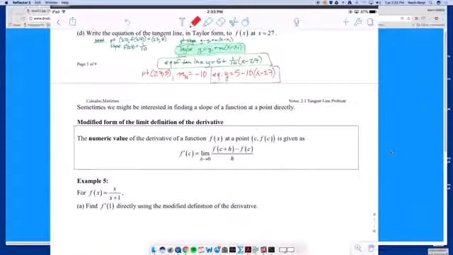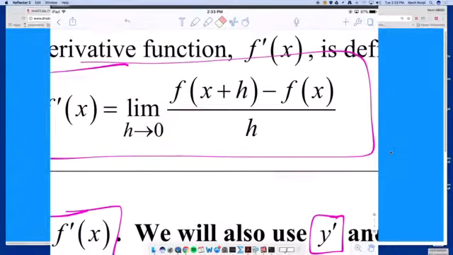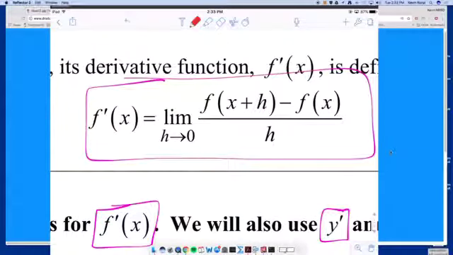All right, let's move on to another version of the derivative, because there's going to be 3 versions that you're responsible for. This was the first one yesterday. This is the standard formal limit definition. This one gives you a function of x. It gives you a function of x that we can use and reuse over and over and over again by just dropping in any old value of x we want.